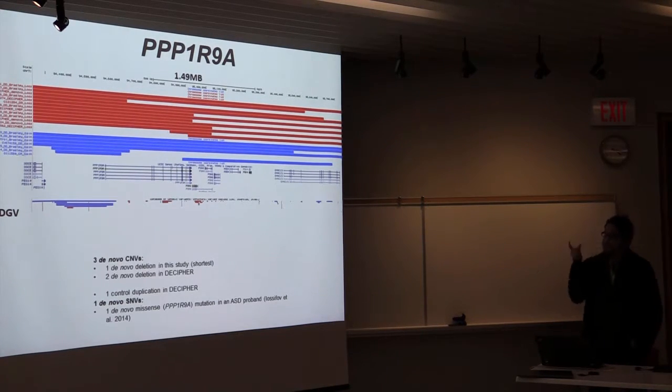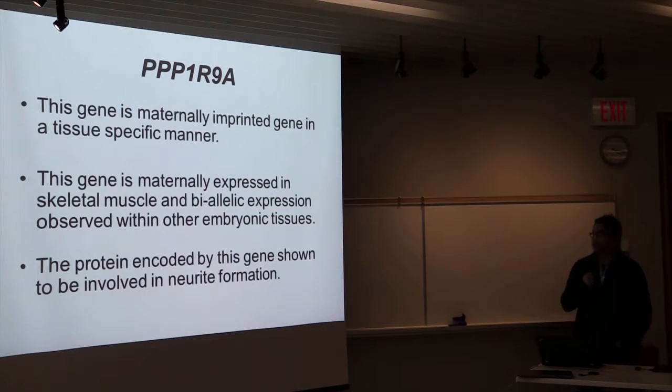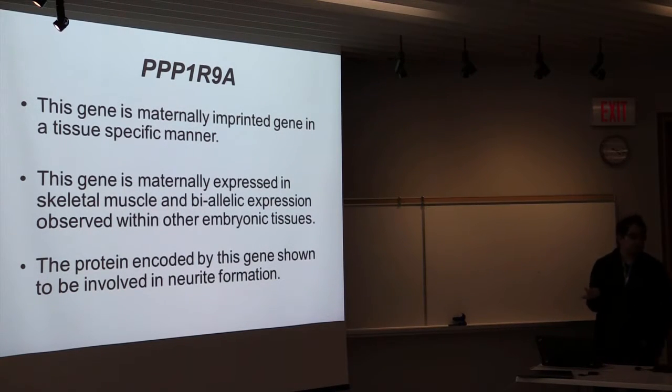So this gene is also maternally imprinted, and it is biallelically expressed in epithelial tissue, but in CNS tissue it is maternally expressed. And the protein encoded by this gene is involved in neurite formation.